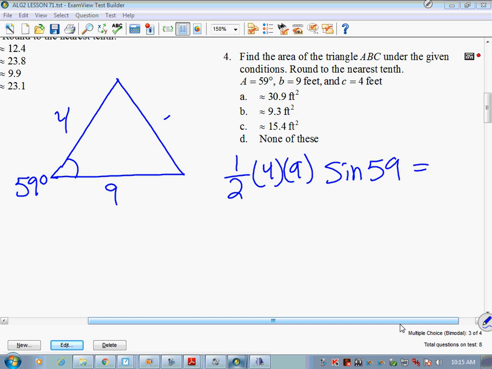Okay, Ronnie, when you have an answer for this, will you tell me what you get? 15.4, and because we're looking for area, it's feet squared. Right? Is that easy enough for us to do? Okay, that's 4 questions down. We only have 8 questions. We're halfway there.